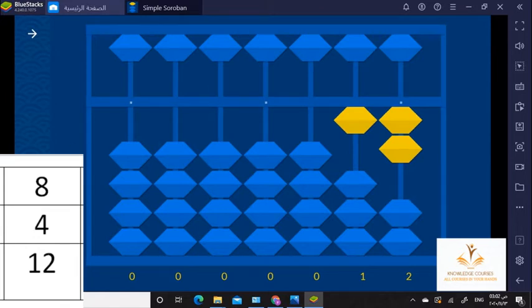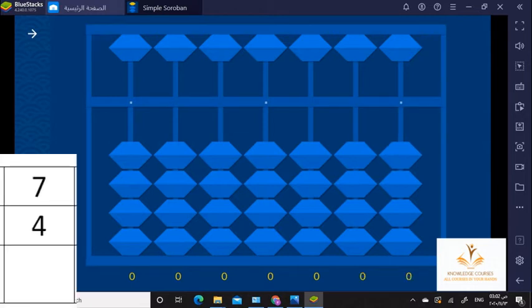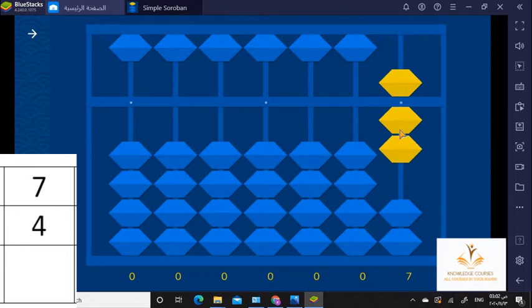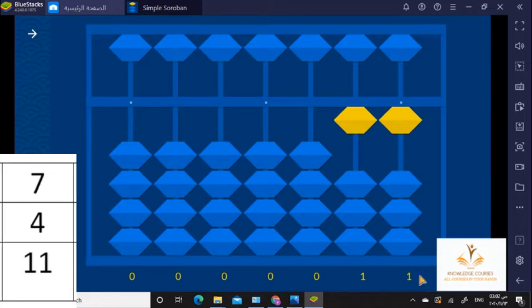Another example, 7 plus 4. This is 7. The big helper of 4 is 6. Activate 10 and minus 6. That's equal 11.